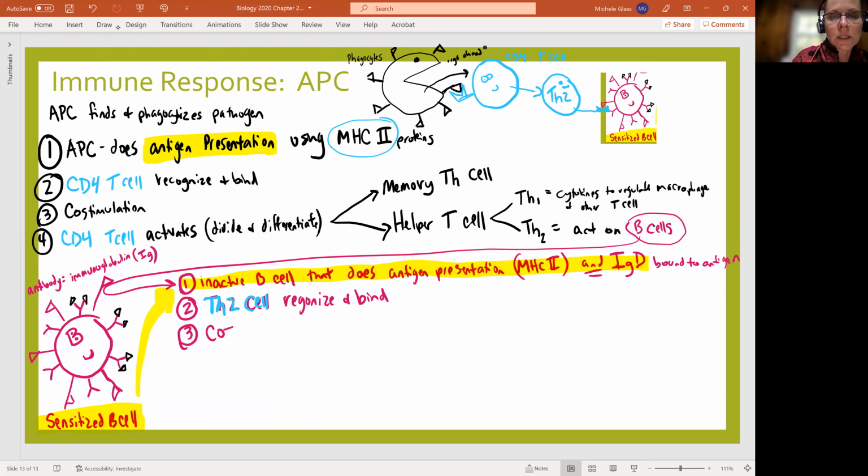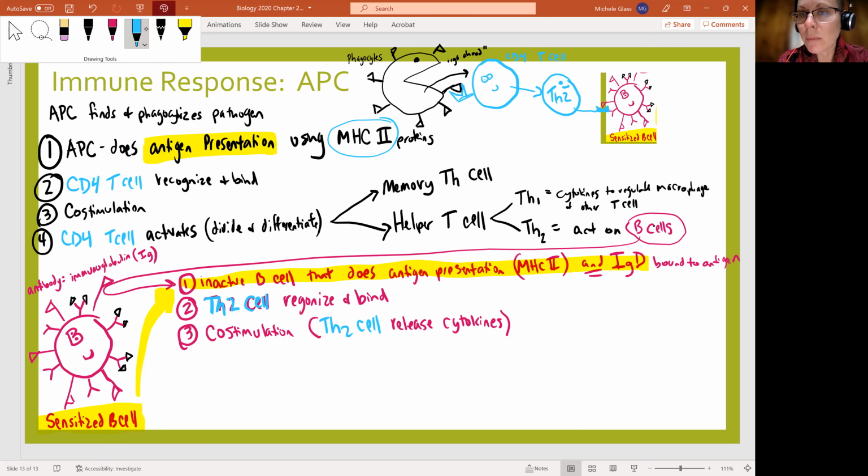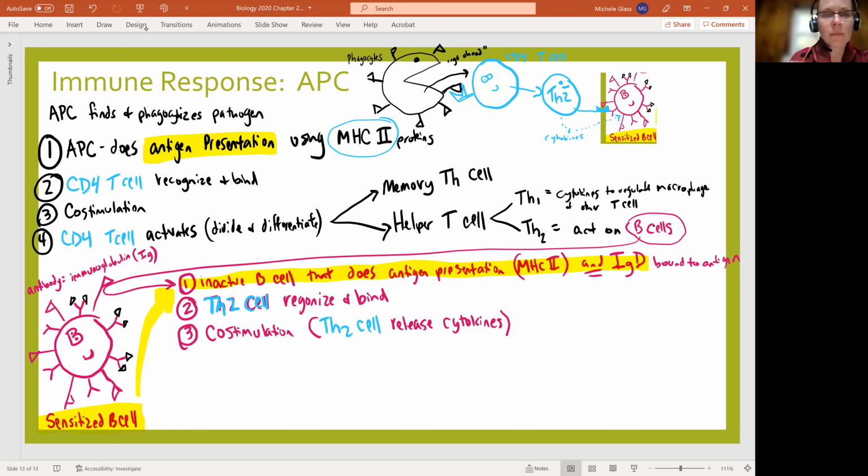It's called co-stimulation. But this time what we're going to see is that helper T cell is going to release cytokines. So this time we know more information about what that co-stimulation looks like. And so we can draw that co-stimulation. I'm going to make it look like dots of cytokine to the B cell. I'm going to label those cytokines.